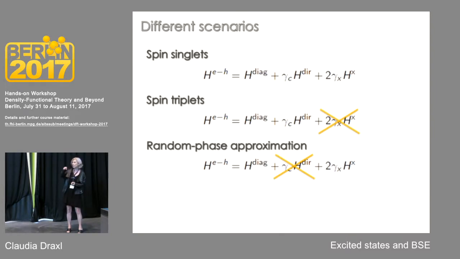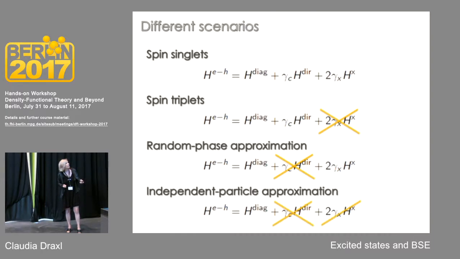So it's just a direct transition including local field effects. And if you now switch off also the local field effects, both of them, then you're getting to what we call the independent particle approximation. It's just really the transitions between the electron valence and the conduction band, and these transitions don't see each other. They don't have any connection to each other.